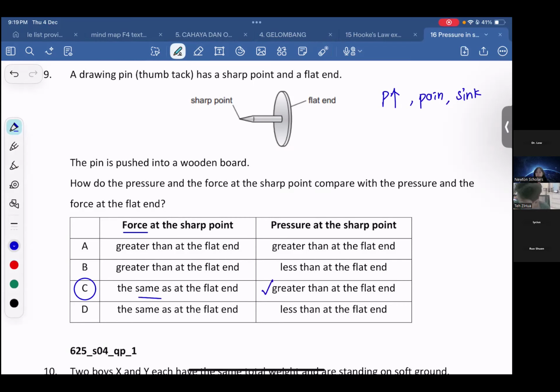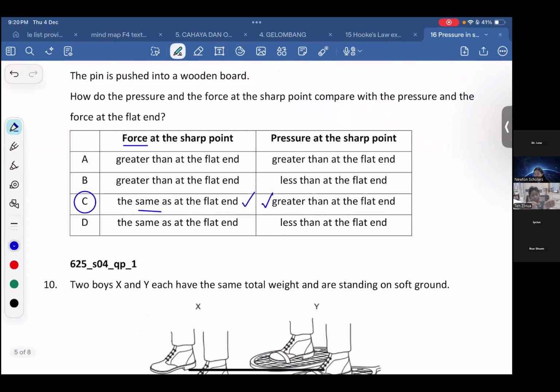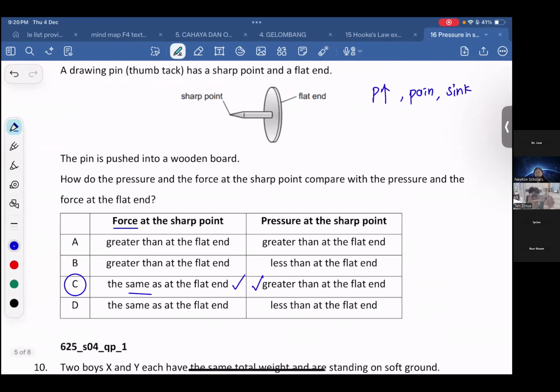Okay, why do I say the force is the same? Because you're using your forefinger, you apply the force. Actually, both ends gain the same force, okay, same force. If you're getting different force, then it will go to one side, okay? So the force experienced by both sides is the same, because we apply the same force. So the force is the same, then the pressure is getting bigger, okay? At this point, you feel pain because of high pressure.